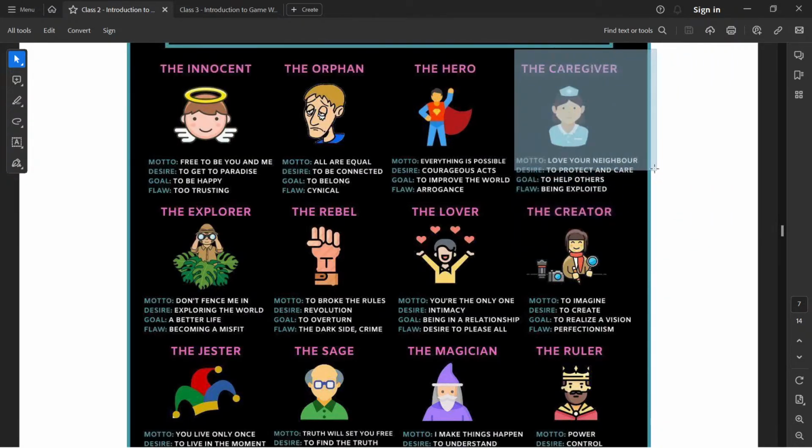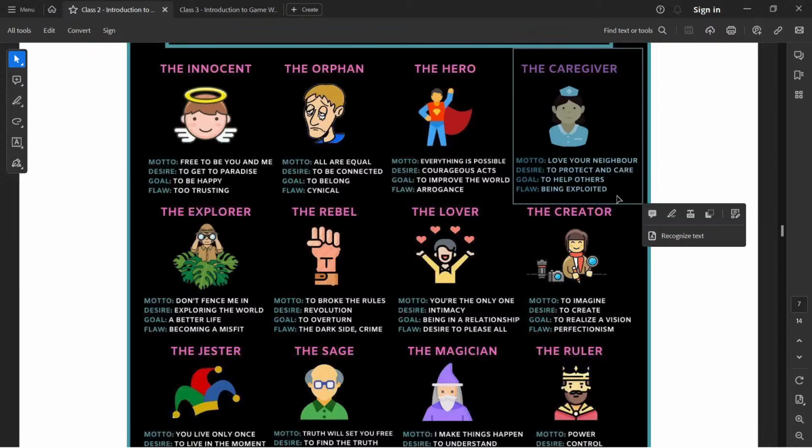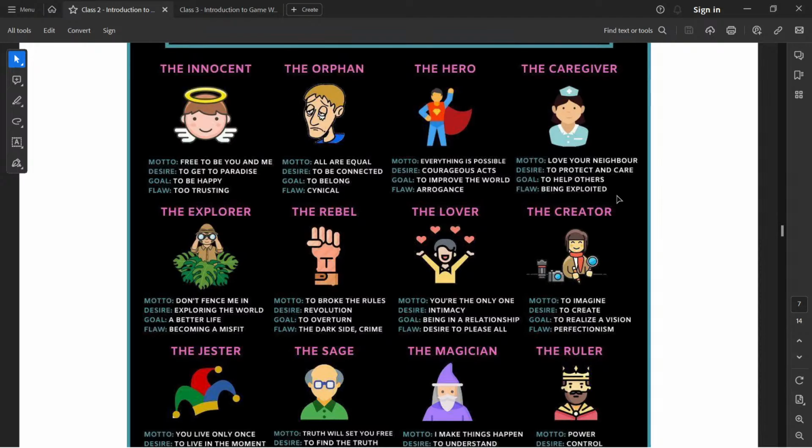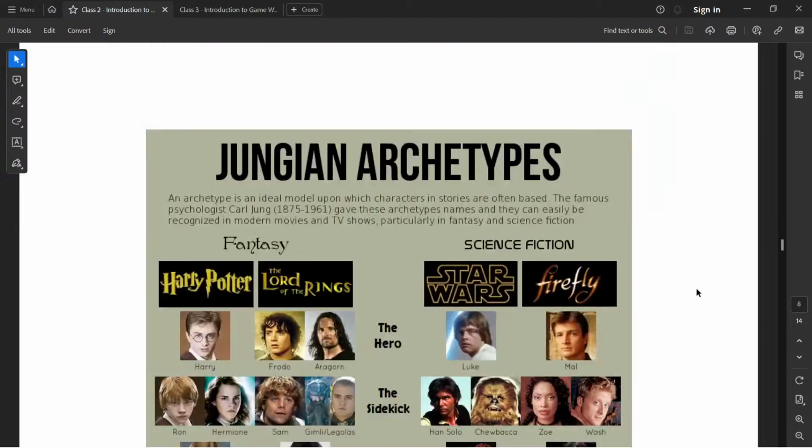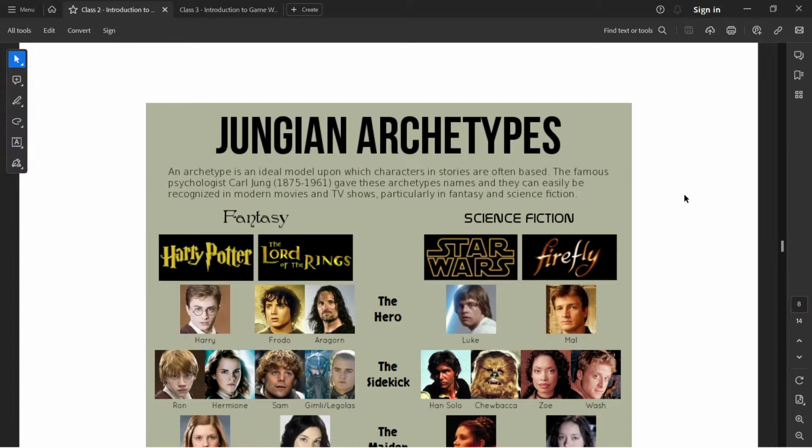Then the caregiver is someone who is being exploited. She's always easygoing, and people take advantage of her and stuff like that. That would be what a caregiver would be. And this is important. Here are some archetypes from some movies.